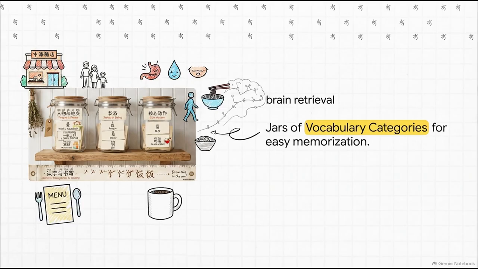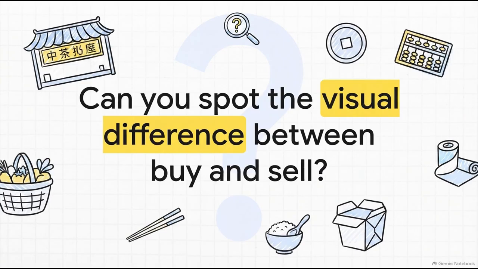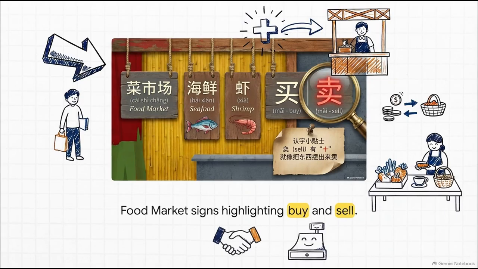By sorting your vocabulary exactly like this, your brain retrieves the words so much faster when it's time to actually build a sentence. The source material throws a really great visual challenge at us here. Can you spot the visual difference between the Chinese character for buy and the character for sell? Take a really close look. Well, if you haven't seen them before, here's the answer. Check out the 2 wooden signs on the right. Mai means to buy, and mai means to sell. They look almost identical, don't they?